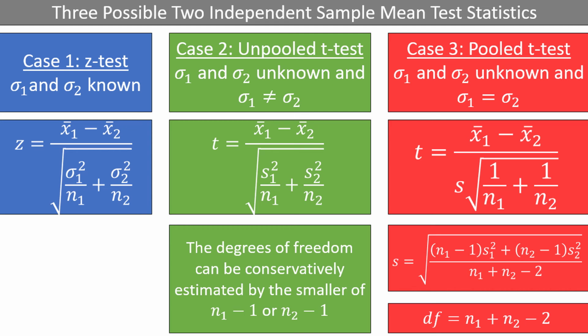Note that sometimes you will see an additional term in the numerator of any of these three formulas, such as minus mu1 minus mu2, or perhaps minus delta sub 0.